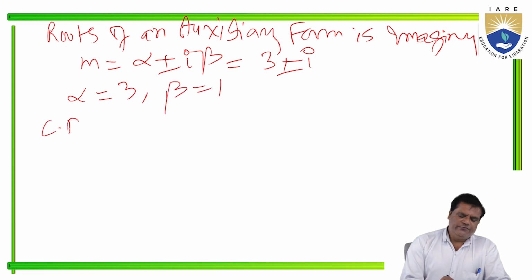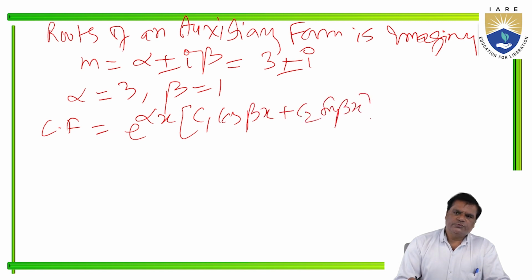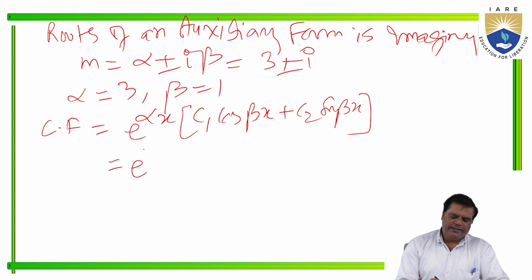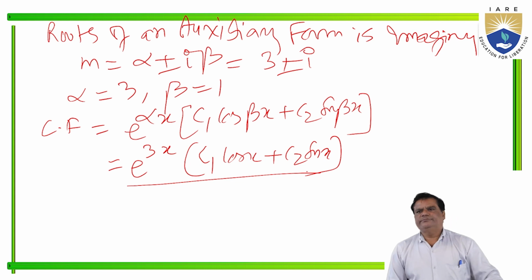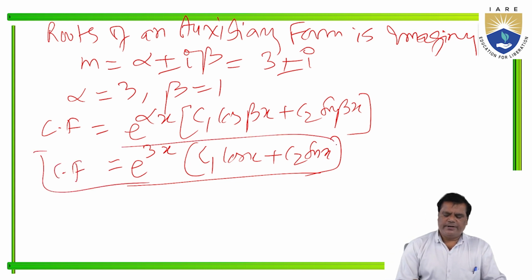So the complementary function formula is e to the power alpha x, c1 cos beta x plus c2 sin beta x. So I am writing here e to the power 3x, c1 cos x plus c2 sin x. This is the CF, the complementary function of problem 1.